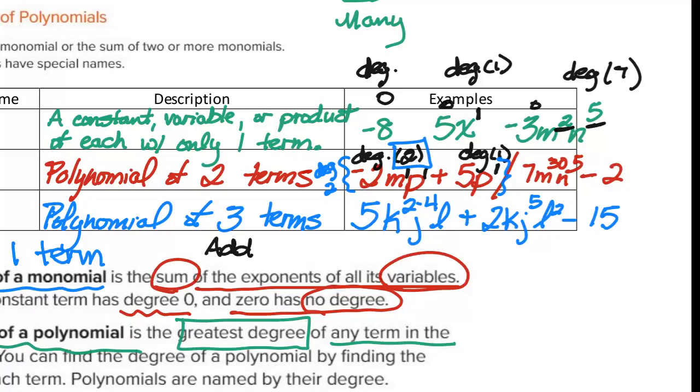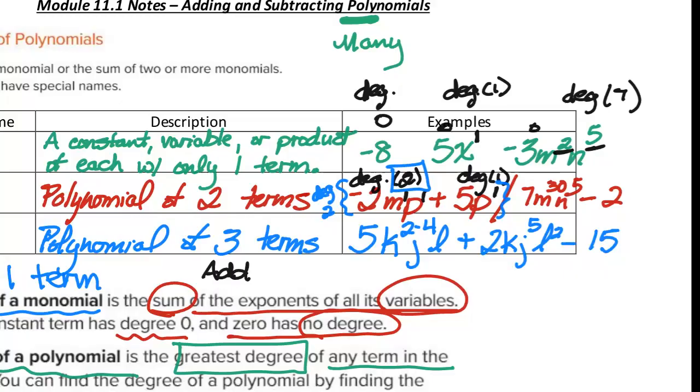Looking at the second binomial, what is the degree of 7m to the 30th n to the 5th? 35. You have to add them together for each individual monomial. What is the degree of -2? 0. So what is the degree of the entire polynomial? 35. Degree of 35 for that whole polynomial.